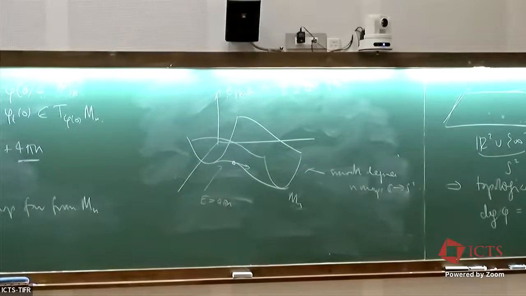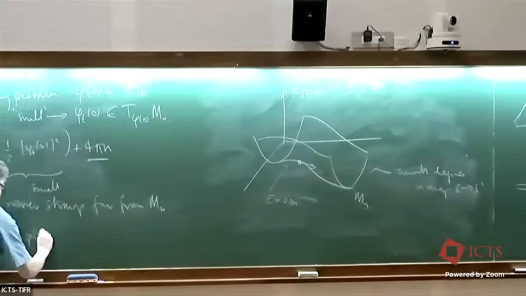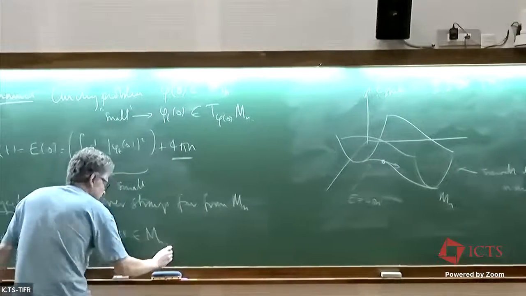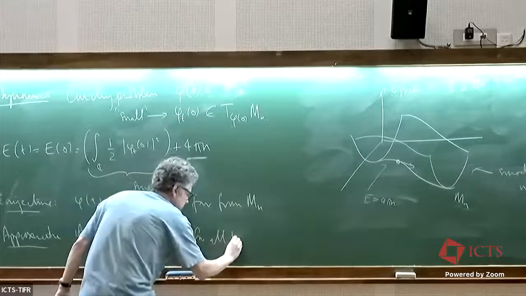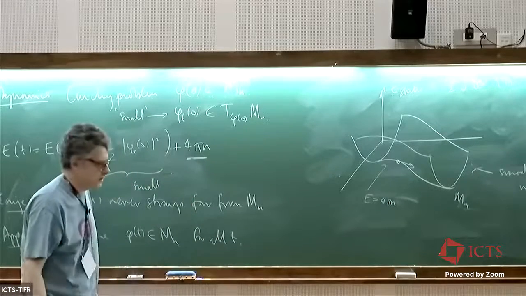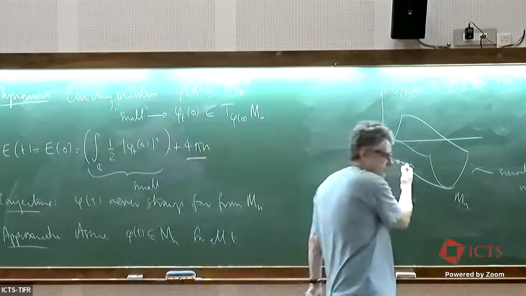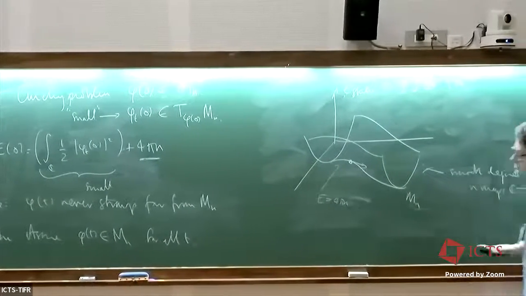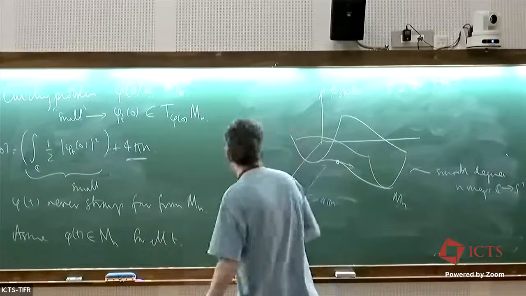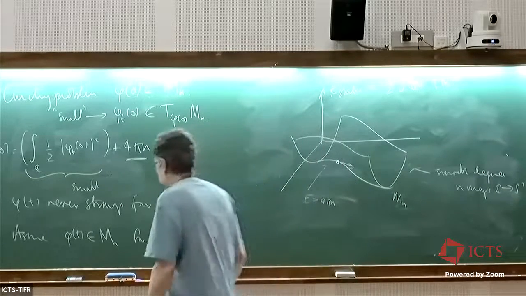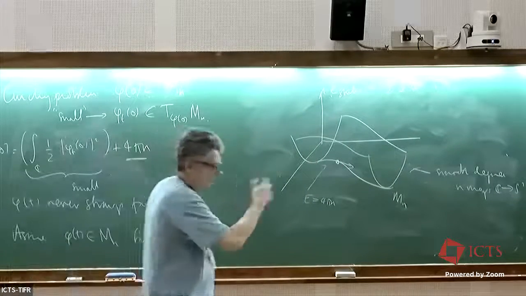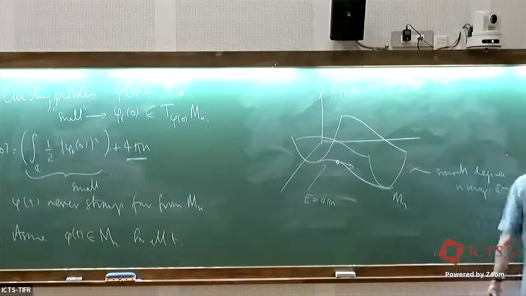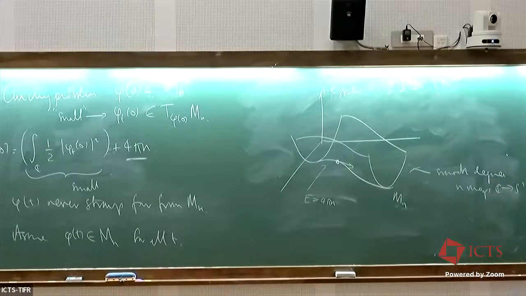So assume phi of t is actually on the manifold for all t. Now, this is certainly going to be an approximation, right? It won't literally stay on the manifold. So we're going to approximate the solution of the actual field equation, the wave map equation, by something else where our field is only allowed to vary through static solutions. So this is often called an adiabatic approximation.